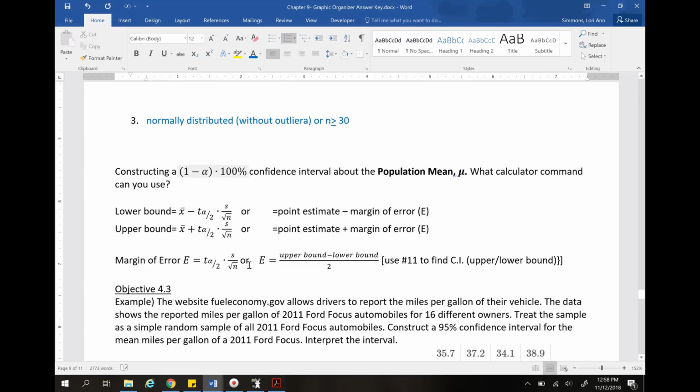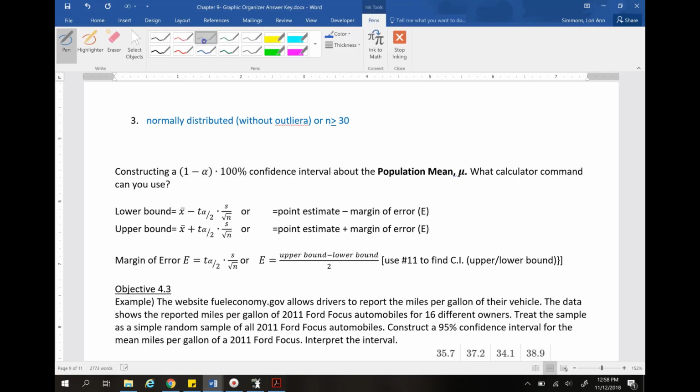So let's get into the construction of a 1 minus alpha times 100% confidence interval about the population mean mu. For the calculator command, we're going to use number 11. Here we have the formal definitions to find the lower and upper bound without the calculator number 11. And again, you can take the point estimate minus the margin of error to get the lower bound, and the point estimate plus the margin of error to get the upper bound.